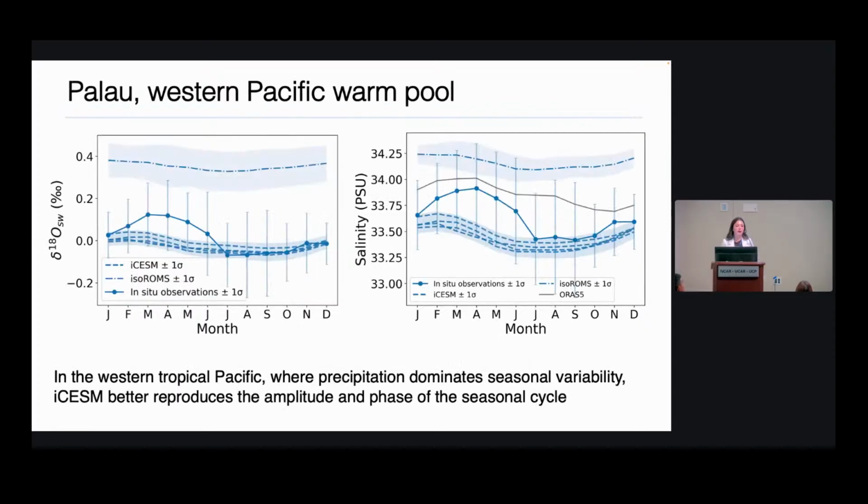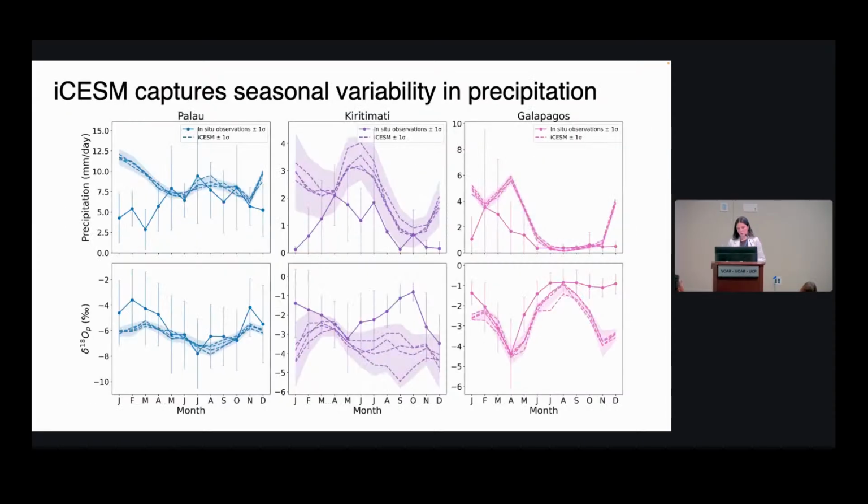However, when we look at Palau in the Western Pacific warm pool, which has a seasonal cycle primarily driven by increases in rain, like a wet and dry season, we see that ICESM is better capturing this variability in delta 18O seawater and salinity. Furthermore, when we look at precipitation data, we see that ICESM is capturing the amplitude, especially in delta 18O of precipitation. So both of these results in combination suggest that we possibly are seeing an ocean dampening in ICESM of this variability rather than an atmospheric response.